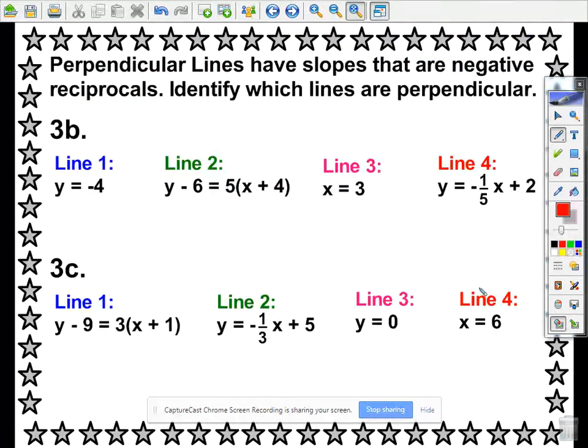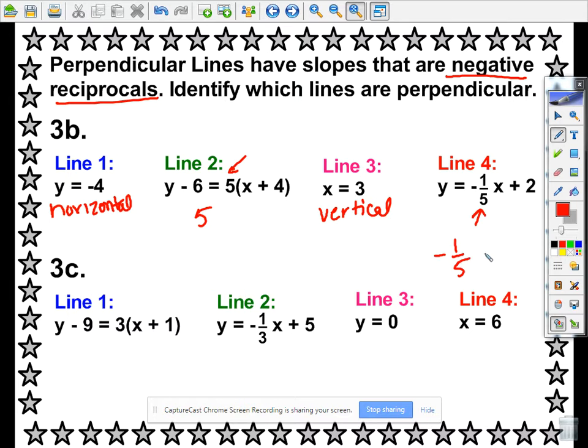So let's look at 3b. We have to identify which ones are perpendicular. Remember, they are negative reciprocals of each other. So y equals -4 is a horizontal line. Here, line 2, we have a slope of 5. That's in point slope form. Line 3, x equals 3, is a vertical line. And line 4, my slope is right here at -1/5. So I have a horizontal and a vertical line, so I automatically know that 1 and 3 are perpendicular.